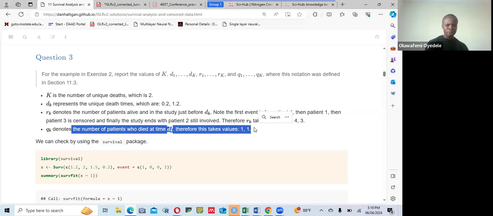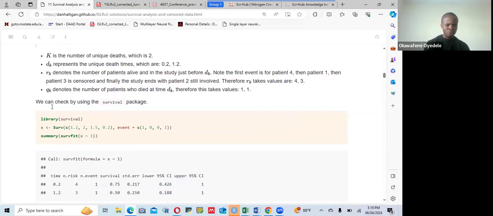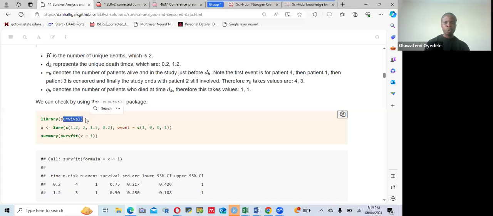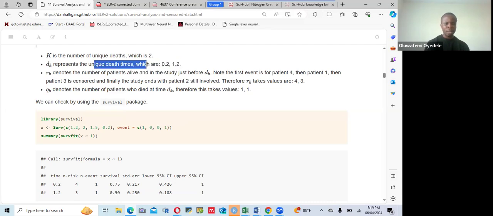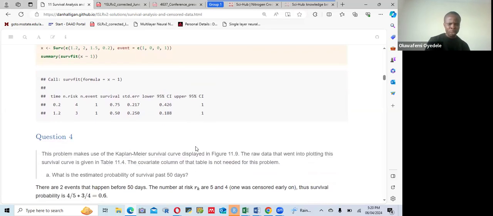So this is all the information for which we then use the survival package in order to verify. So they have to load the library. They just create a survival object, then these are the events. Then they look at the summary and use the survival package to pull out the information we have already defined here, because we said the unique death times are 0.2 and 1.2. So we can check that the unique death times are 0.2 and 1.2.